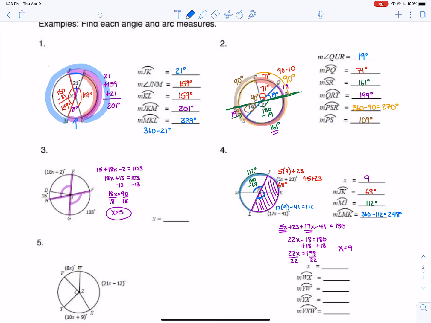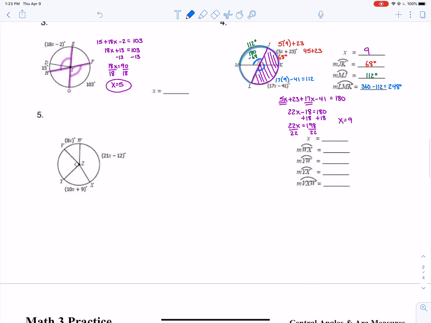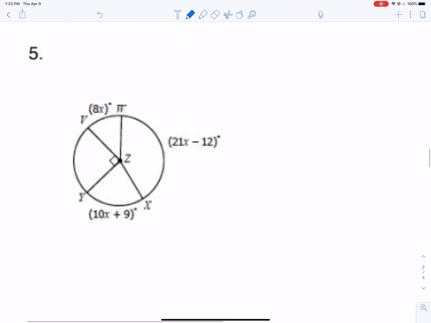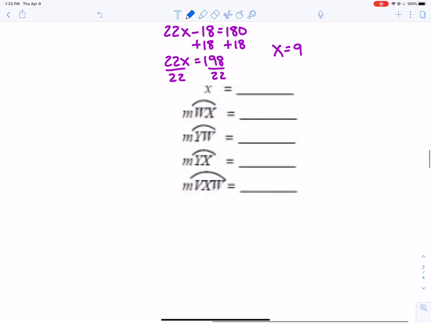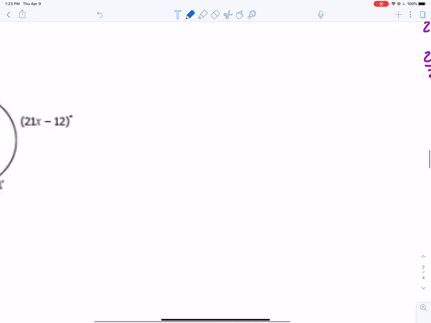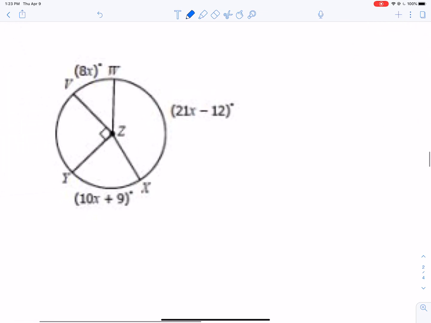All right. So let's look at one more example, number 5. So number 5, the spaces are over here. We want to find x and then use it to be able to find the measures of those arcs. So first let's work on finding x.